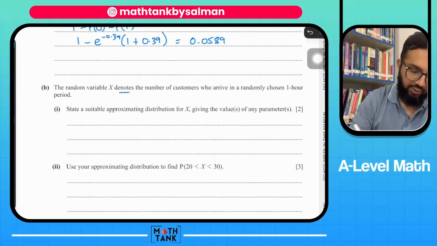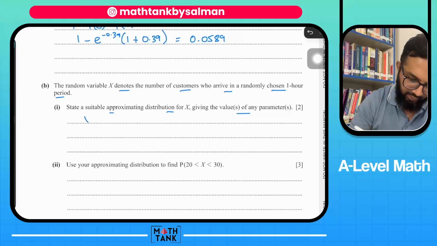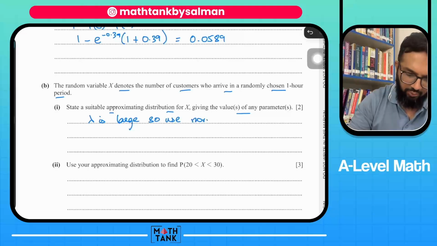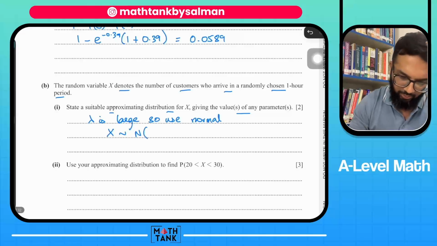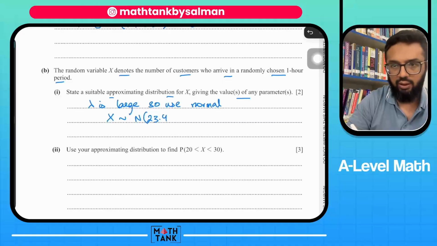The random variable X denotes the number of customers who arrive in a randomly chosen 1 hour period. State a suitable approximating distribution for X, giving the values of any parameter. So lambda is large, so use normal. X follows a normal distribution with mean 23.4 and variance also 23.4.